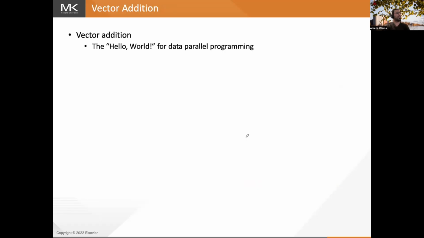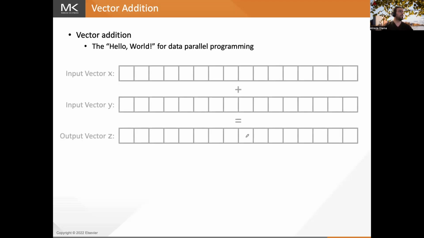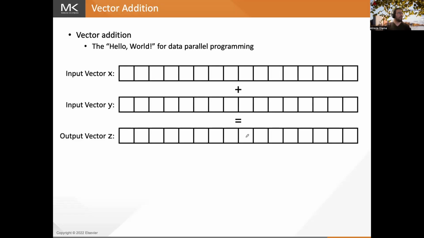All right, now let's talk about this very simple vector addition example and see how we can run it on the GPU and the CPU. This program is basically called the Hello World program in parallel programming. It's quite simple: you have an input vector X and another input vector Y, and you just want to sum them up element by element and generate the output vector Z.